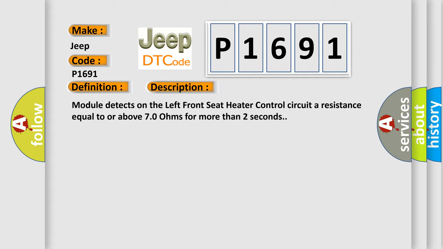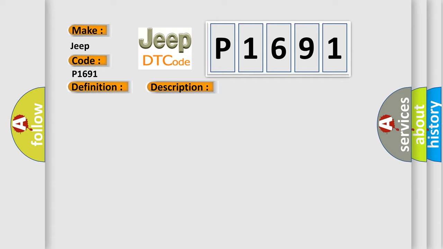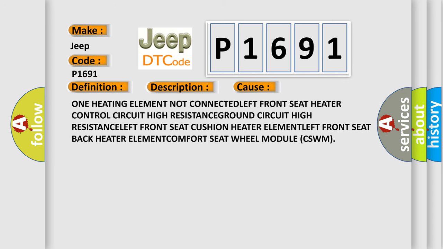Module detects on the left front seat heater control circuit a resistance equal to or above 70 ohms for more than 2 seconds. This diagnostic error occurs most often in these cases: one heating element not connected, front seat heater control circuit high resistance, front seat cushion heater element, front seat back heater element, comfort seat wheel module, CSWM.